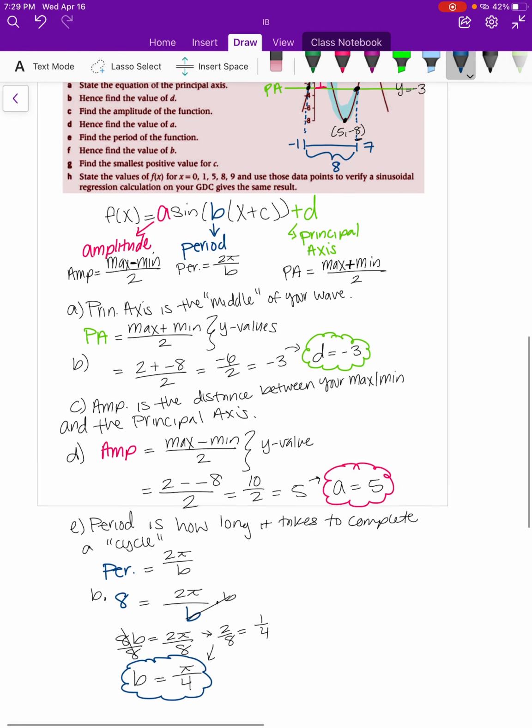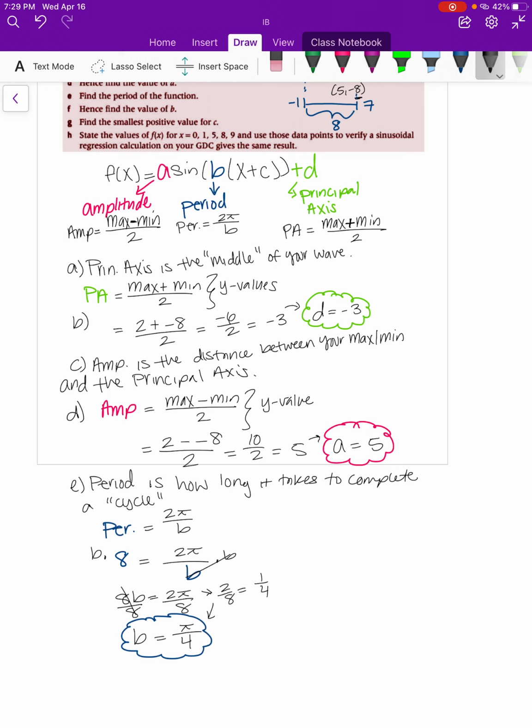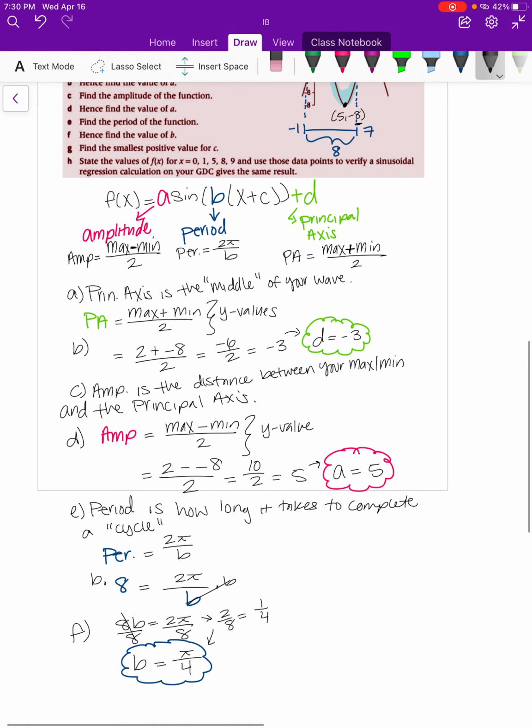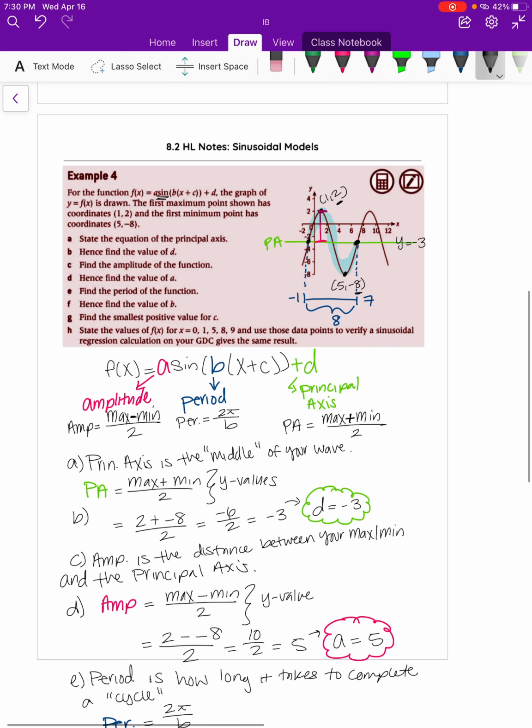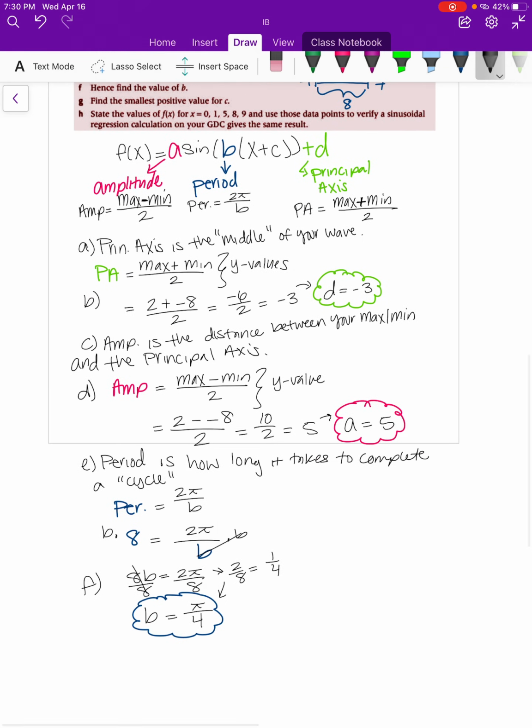So let's see if we did 2 things in one. Yep, part F wanted us to find it, so we did part E and F. Last part, find the smallest possible value for C. Phase shift is, besides period, the trickiest to solve for. Amplitude is pretty straightforward as long as you have your formula, and hopefully you think through it like me so you can realize, wait a minute, I was using the wrong formula. Same thing with principal axis.